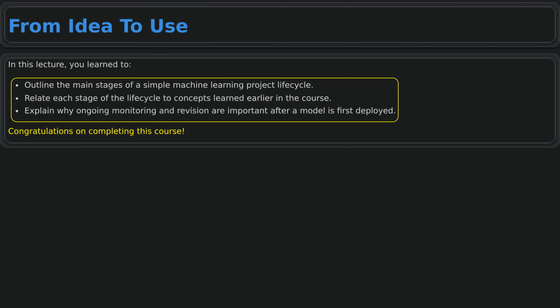In this lecture, you learn to outline the main stages of a simple machine learning project lifecycle, relate each stage of the lifecycle to concepts learned earlier in the course, and explain why ongoing monitoring and revision are important after a model is first deployed.